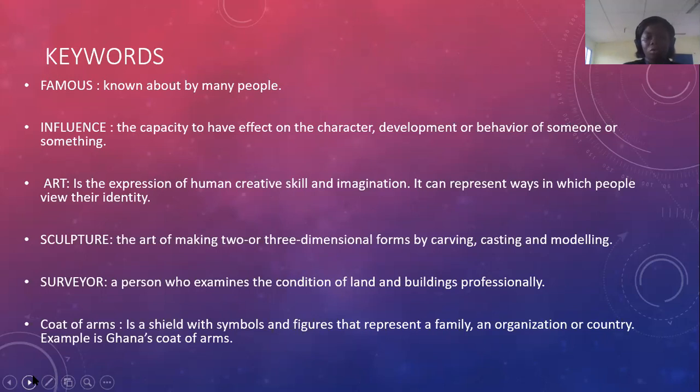The next word is coat of arms. It's a shield with symbols and figures that represent a family, an organization, or a country. An example is Ghana's coat of arms. I believe most of you have come across Ghana's coat of arms in your textbook, or you've even seen it on television. Today we are going to throw more light on that beautiful coat of arms and the man behind it.